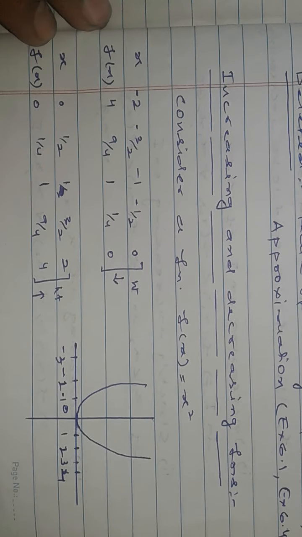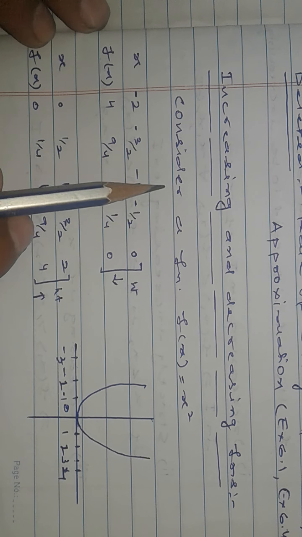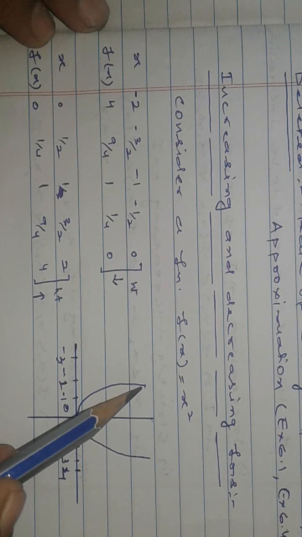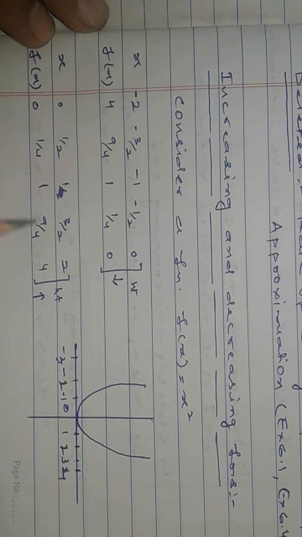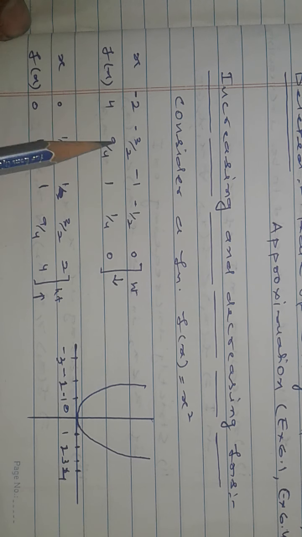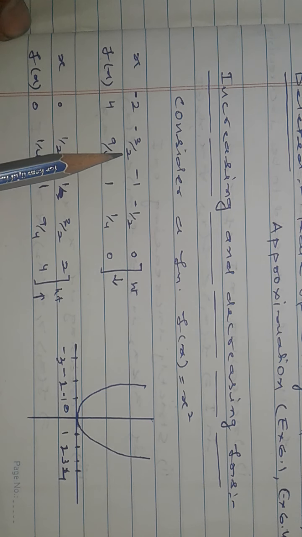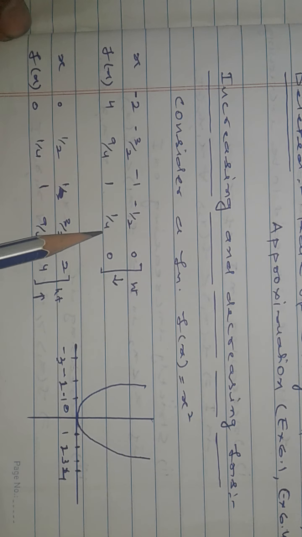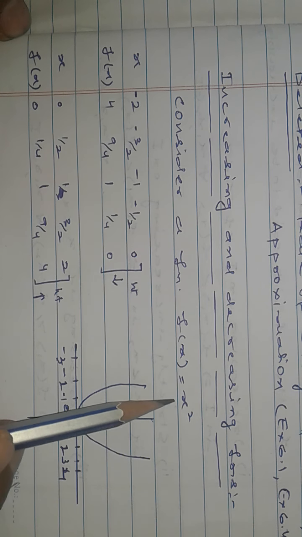Increasing and decreasing functions. We will consider a function, let f(x) equal to x square. We know that it is a quadratic function, so the graph will be parabolic. Let me calculate the value of f(x) by substituting various values of x. If we put minus 2, it will be minus 2 square, 4. Minus 3 by 2, 9 by 4. Minus 1, 1. Minus 1 by 2, 1 by 4. And 0, 0.